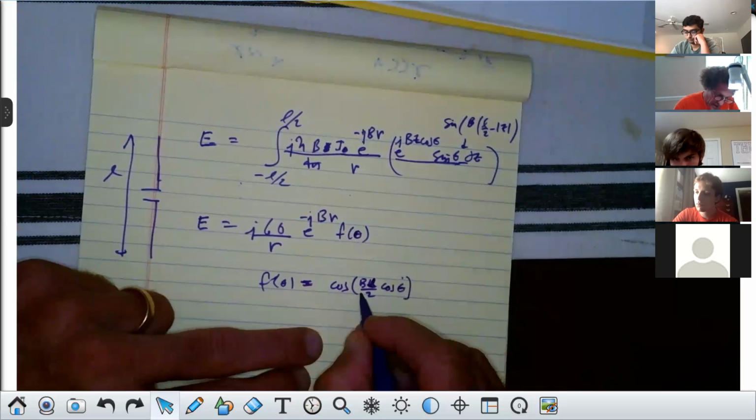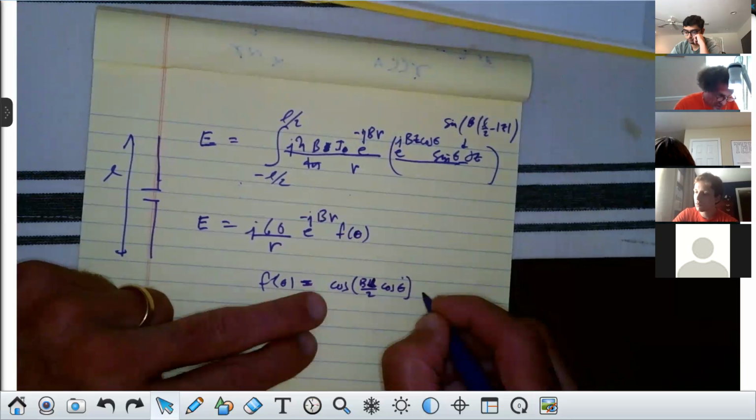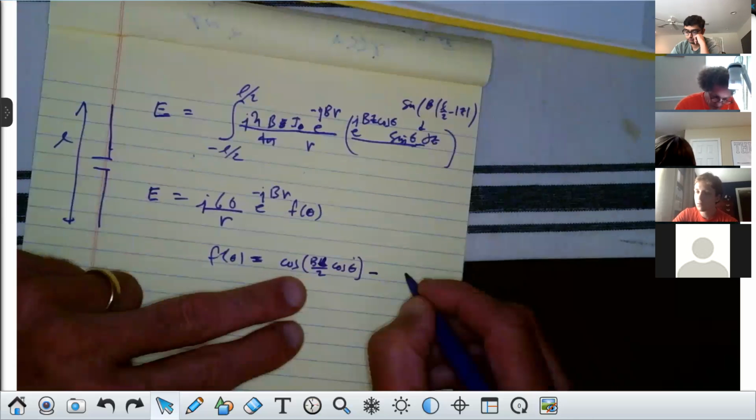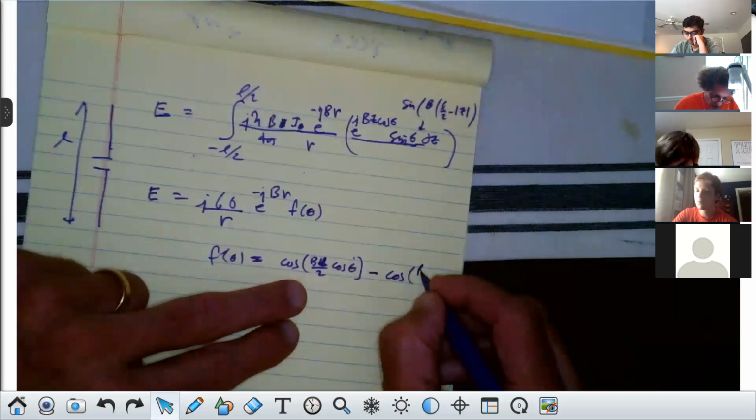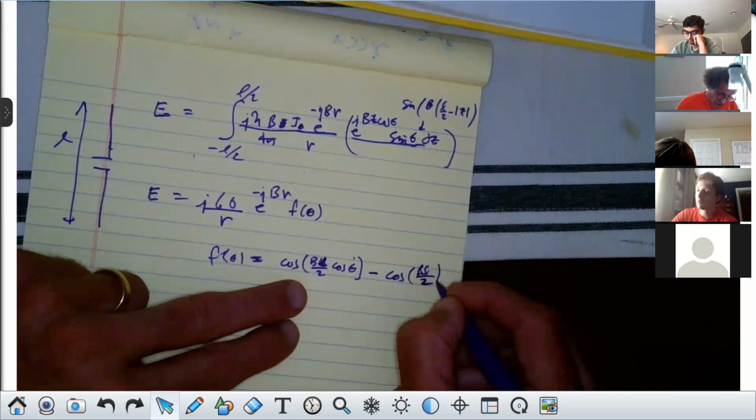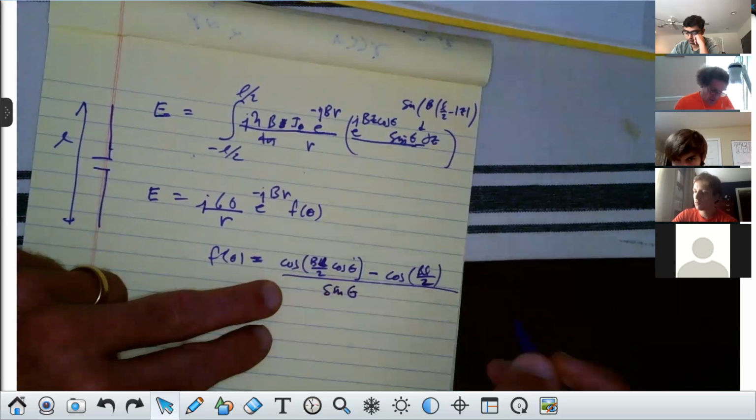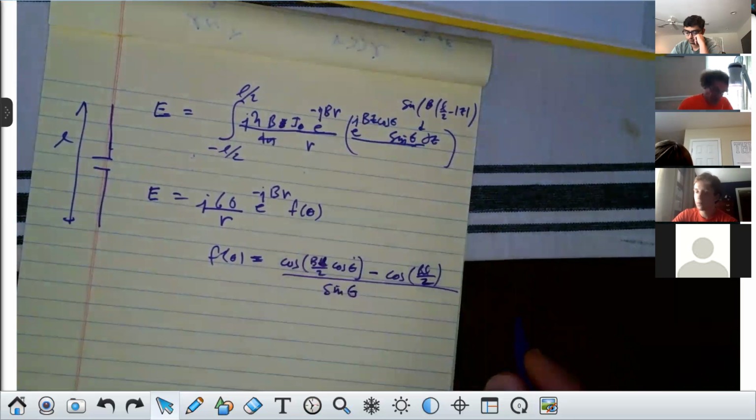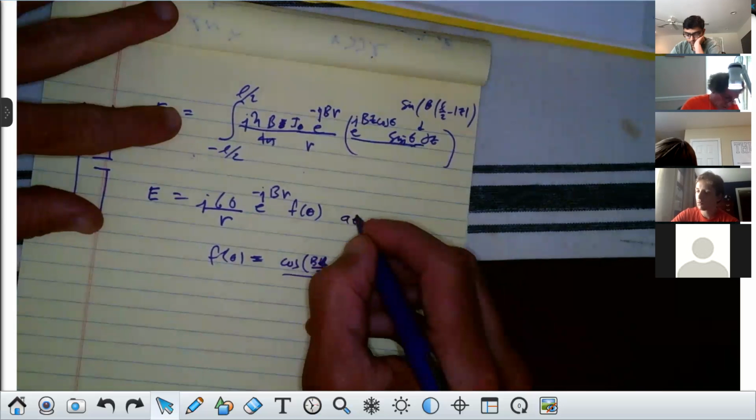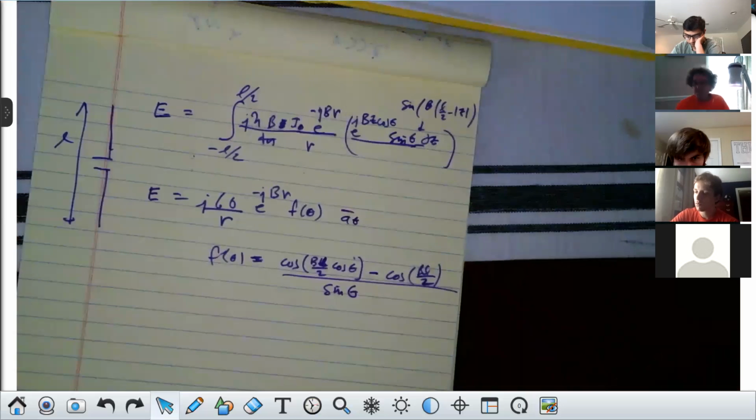Now that's beta L over 2 times cosine of theta, and it's going to be minus cosine of beta L over 2, all over sine of theta. That's what this small f of theta is. And this E field is in the A theta direction. Are you with me?